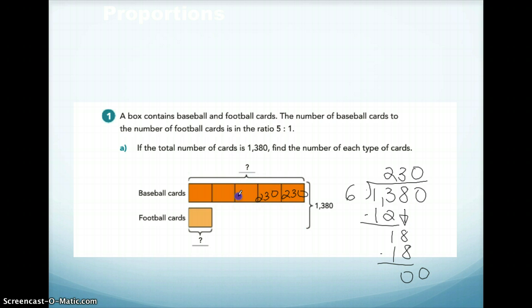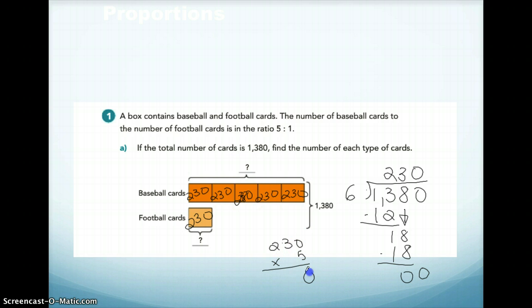And you can either choose to write it in all of them or just write it in one of them, but you need to know that each unit is worth 230. Okay? And so there's 230 football cards, and how do we find how many baseball cards there are? Well, we need to multiply. So we multiply by how many units there are, and there's 5 of them. Each of them is worth 230 times 5.